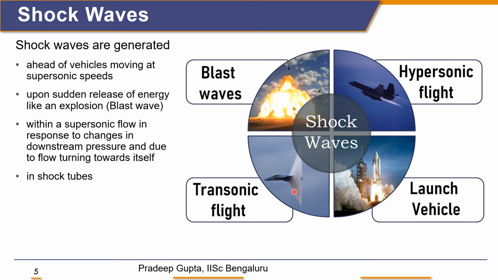Next is transonic flight. Transonic flight moves with a Mach number of 0.8 to 1.2. Even if the Mach number ahead of the flight is 0.8, once the flow moves over the body, it slightly compresses, which increases the Mach number beyond 1, and as a result we will have a kind of shock here. In hypersonic flight, we can clearly see that the ejected flow after the nozzle has a series of shocks. In the launch vehicle also, in the exhaust, we can see a series of shock waves as well.